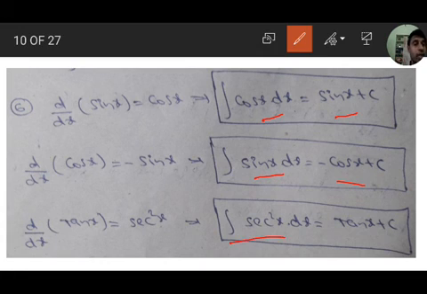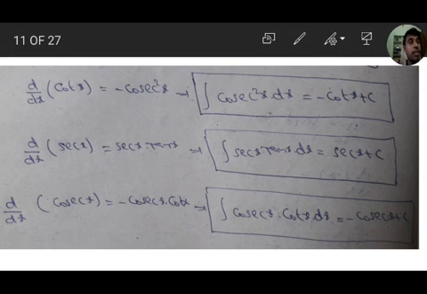Integration of sec square x dx equal to tan x plus c. Integration of cosec square x equal to minus cot x plus c. Integration of sec x into tan x equal to sec x plus c. Integration of cosec x into cot x equal to minus cosec x plus c. Please remember these formulas by heart. Okay, and the formulas.